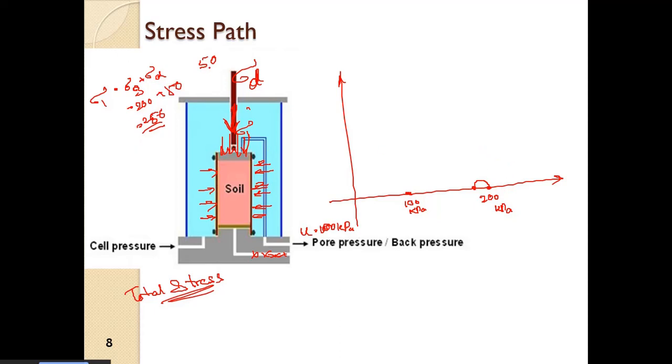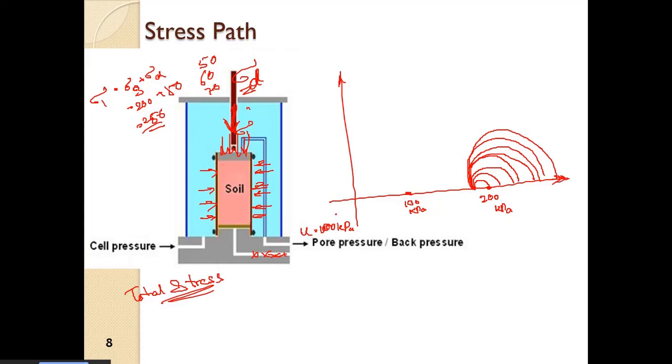Then we increase. Suppose 60, 70, like that, sigma d is going on increasing, and similarly sigma 1 is also increasing, and since it will go on increasing, we will have incremental Mohr circles of this sort.